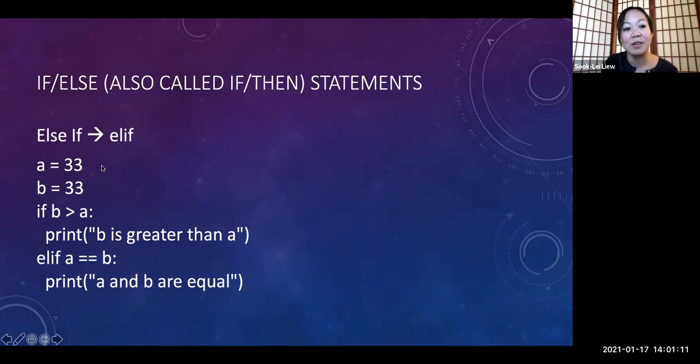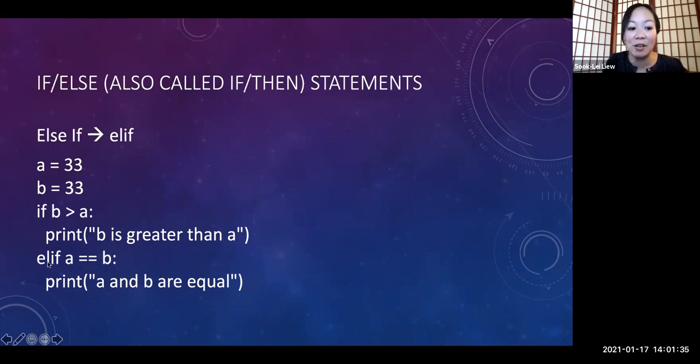There's also something called an else if. So this adds a second condition. So if A is 33 and B is 33, and we say if B is greater than A, print B is greater than A, in this case, this would not print because this is not true. So if you have this statement, nothing happens because we only gave it this first part of the command.